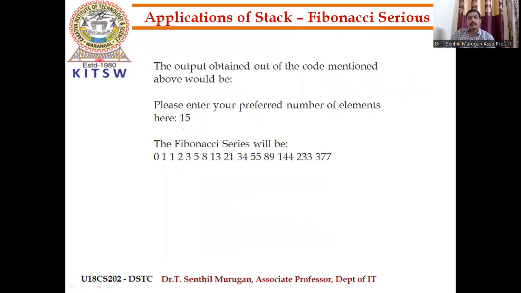For example, 15 means a total of 15 terms will be printed. The first two terms are 0 and 1. The third term is 1, the fourth term is 2, then 3, 5, 8, 13, like that. We will calculate up to 377. That means if you give 15, then 15 terms will be identified.